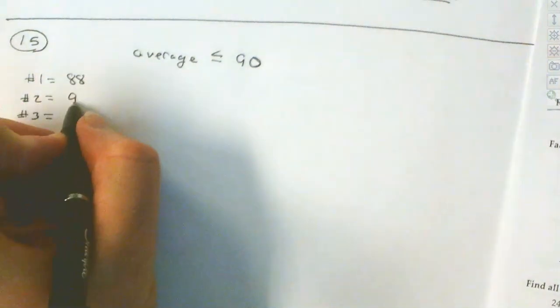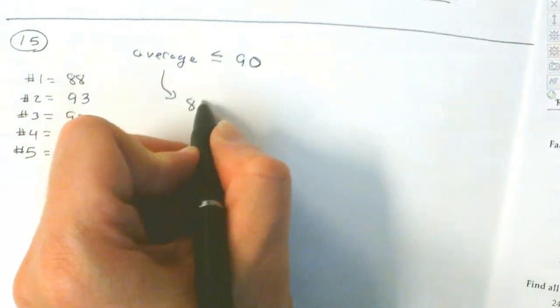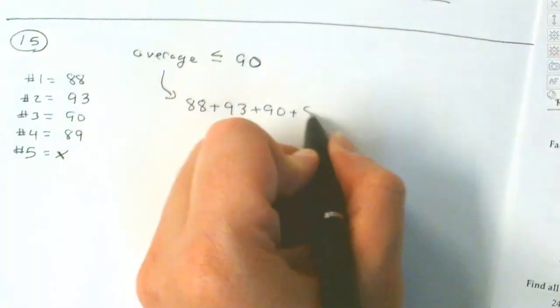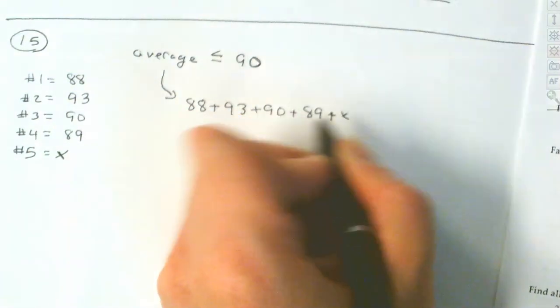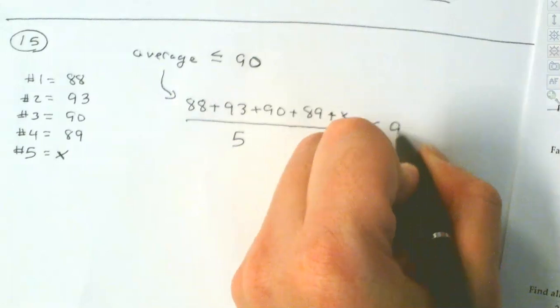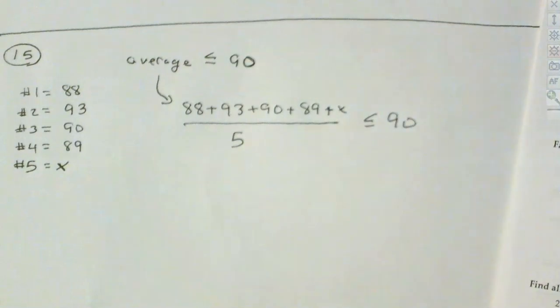And he's already went through 4 rounds. So he got an 88, a 93, a 90, and an 89. And how do we find our average? Well, to find our average, we've got to add these all together. And we're going to be dividing it by 5 because he's went through 5 rounds of golf. And that's what we've got. They're all going to be added together, and they're going to be divided by 5.